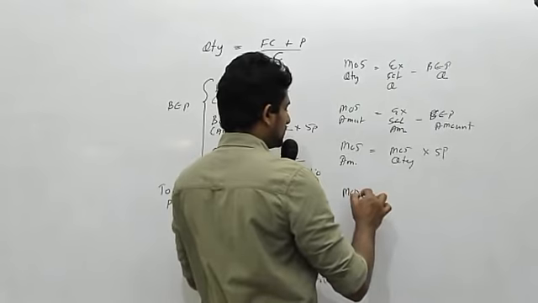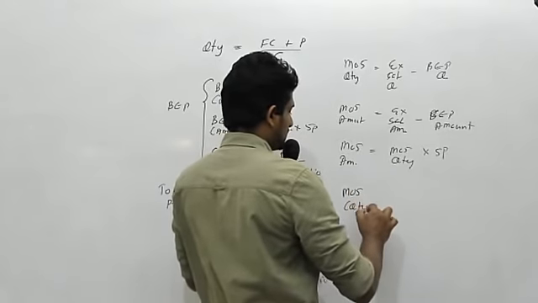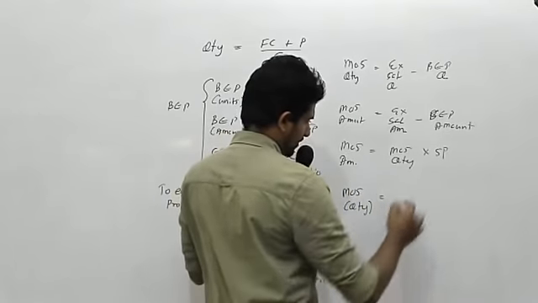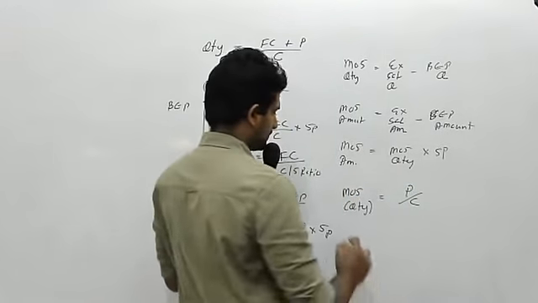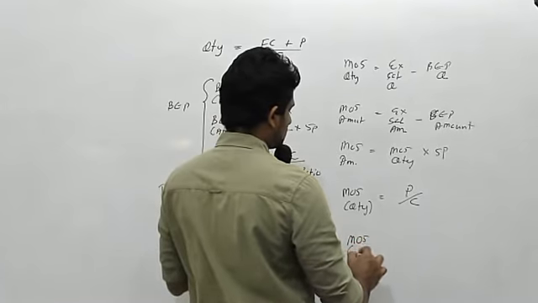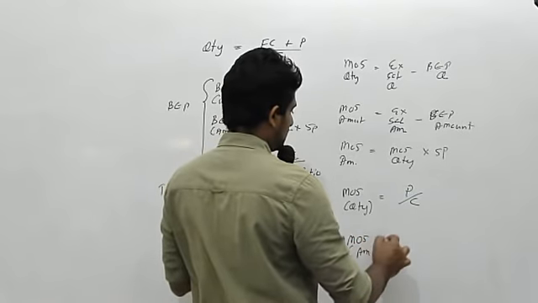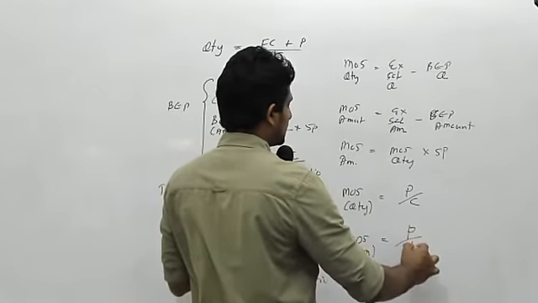Or otherwise, the margin of safety quantity equals profit divided by contribution per unit. Or otherwise, the margin of safety amount equals profit divided by CS ratio.